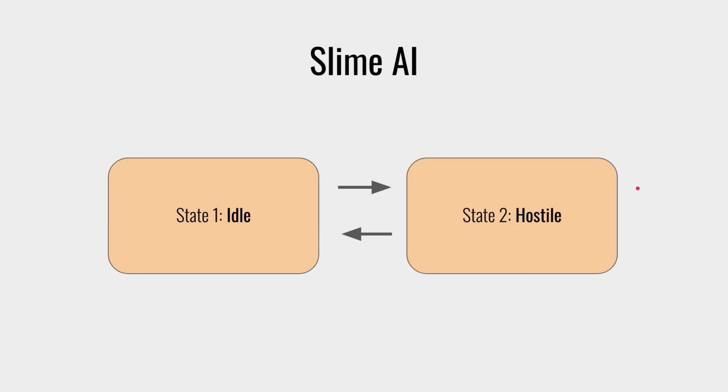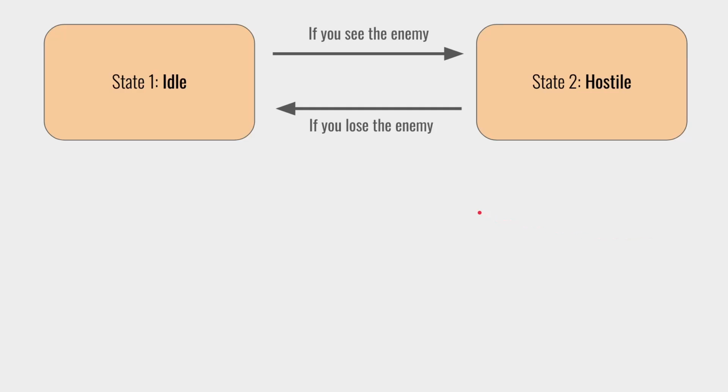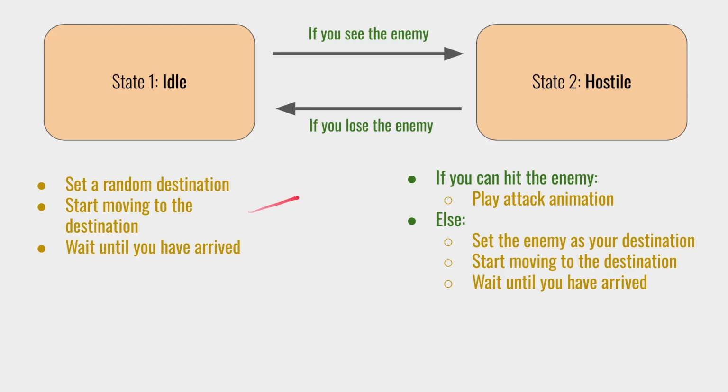So let's first just express this in something that might be more familiar, the state machines. We have two main states, an idle state and a hostile state. And we want to transition between them. So we want to go to hostile if you see the enemy, and to idle if you lose the enemy. Now, usually when you have a state machine, there are sub-states, or you just write the states in code. So we're just going to list out the things you're going to be doing. So in your idle state, you're going to be setting a random destination, starting to move there, and then you're going to wait until you arrive, and then you're going to start over. And you're just going to repeat that until you get moved to the hostile state.